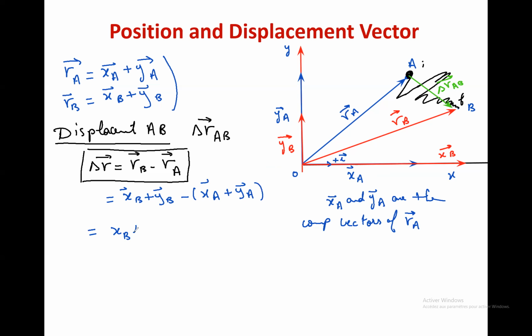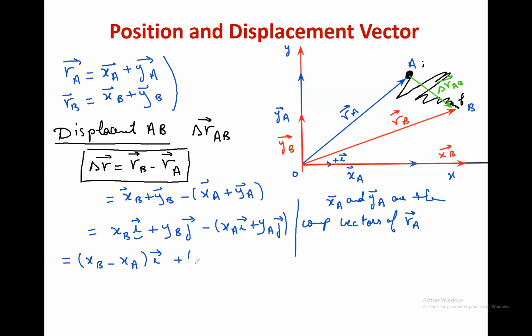So we put XB I. The same for YB, YB J, minus XA I plus YA J. We take a common factor I, so XB minus XA, plus, we have YB minus YA J. XB minus XA equals delta X I plus delta Y J. This is delta R.